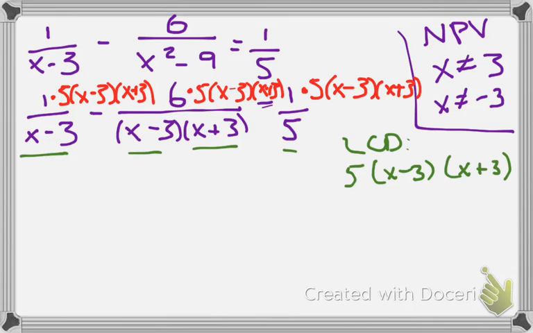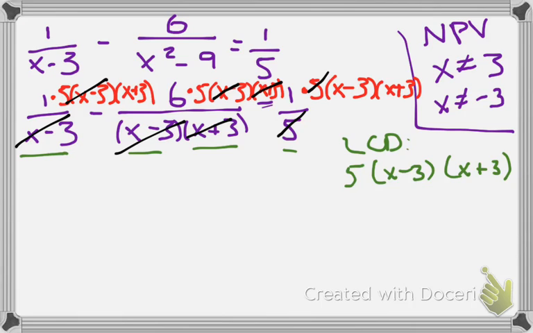Okay, so when we look at it, we say, let's cancel things out. We don't want to start multiplying before we cancel things out. So our x minus 3's are gone in the first term. In the second term, both of those binomials are gone. And in the third one, the 5's are gone, but we're left with x minus 3 and x plus 3.